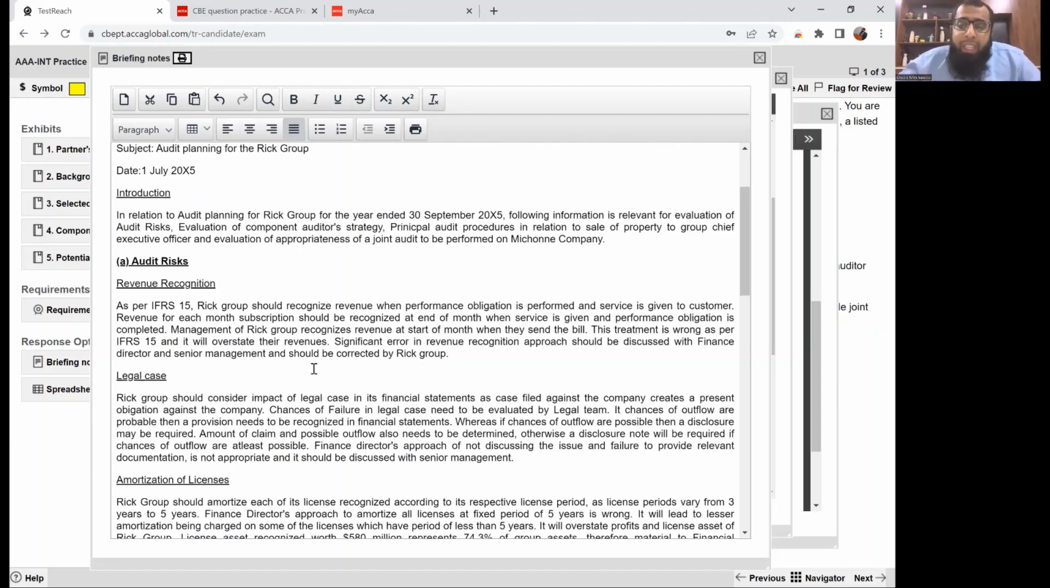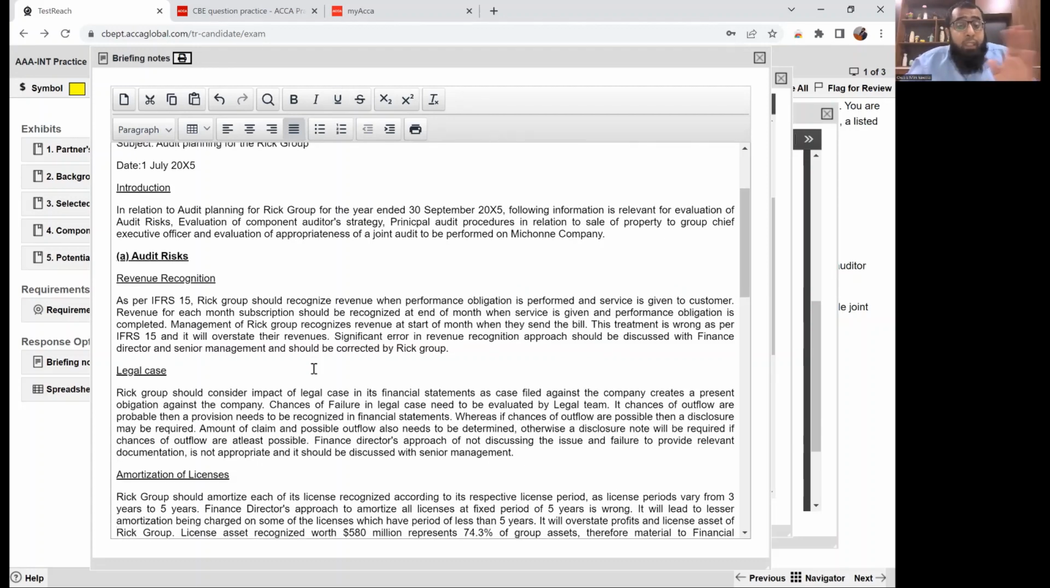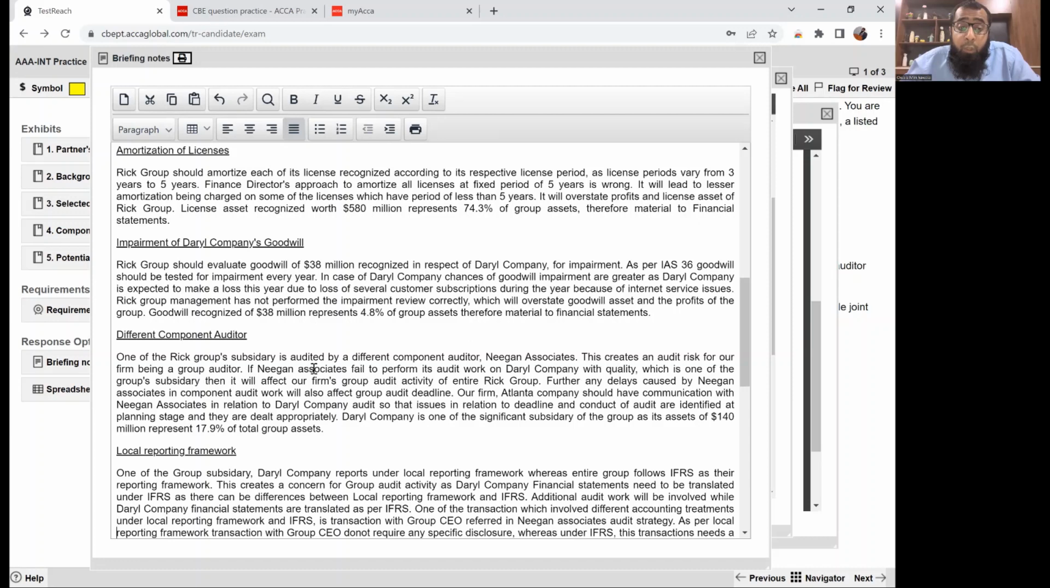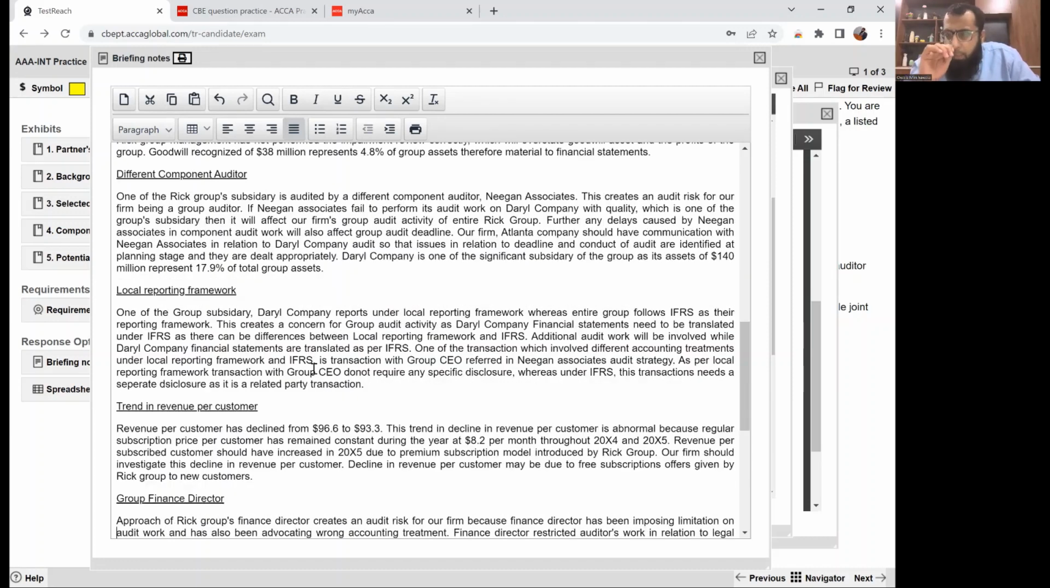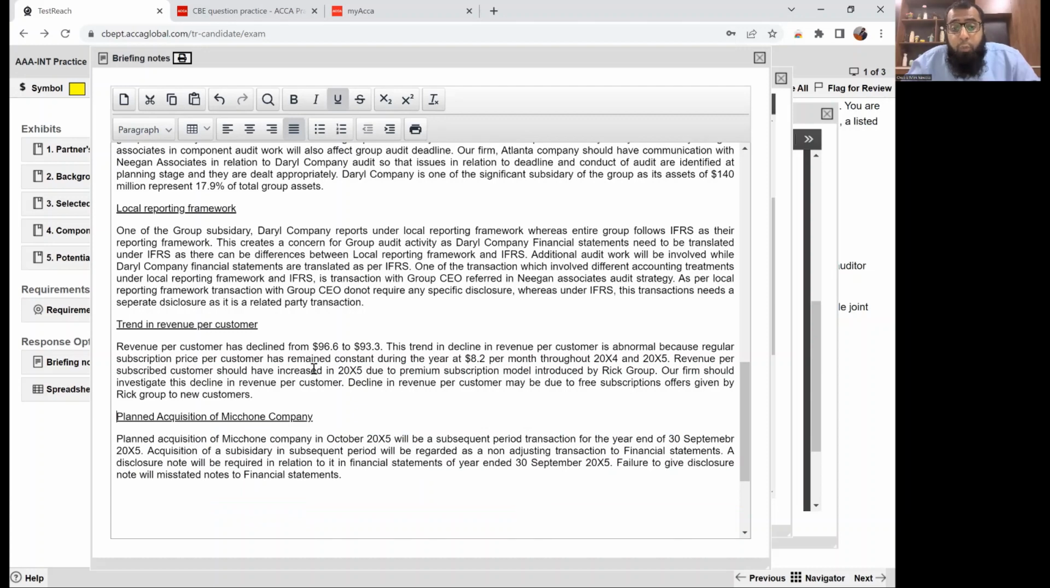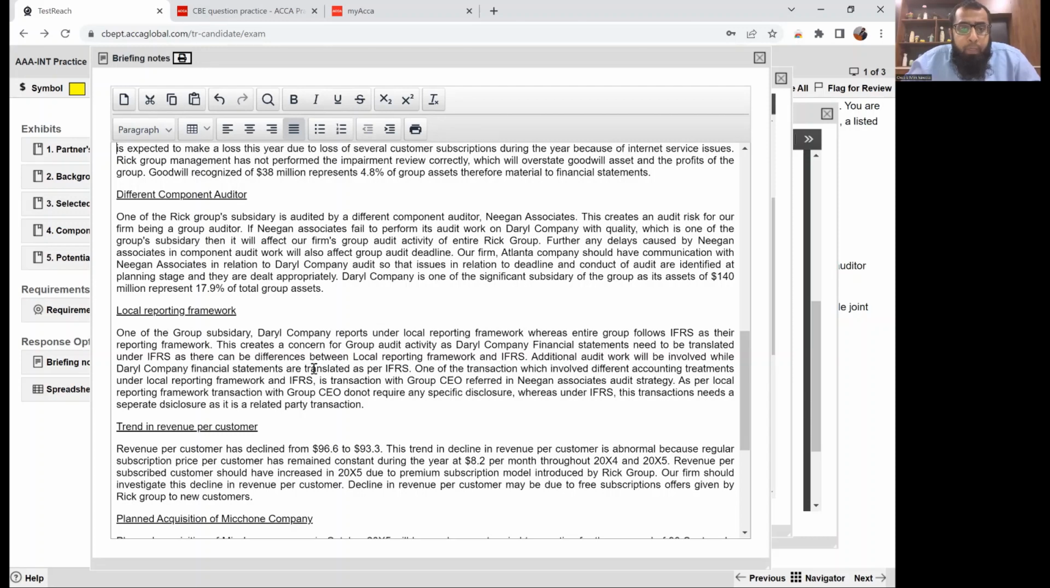Obviously, the examiner will give you a bit of leverage, but we will sort the risks according to significance, so that the significant risk comes first. Revenue recognition was a very significant risk because it involved the entire company's wrong policy. Then legal case was also a significant risk. Amortization of license, impairment of Darrell Company goodwill. Then trend in revenue per customer was not very significant because there we just performed our analytical procedures. Group finance director was a big issue. Planned acquisition of Micon Company was just a disclosure note issue.